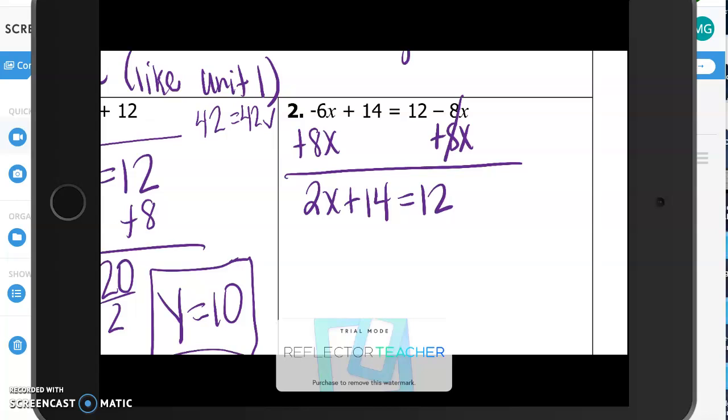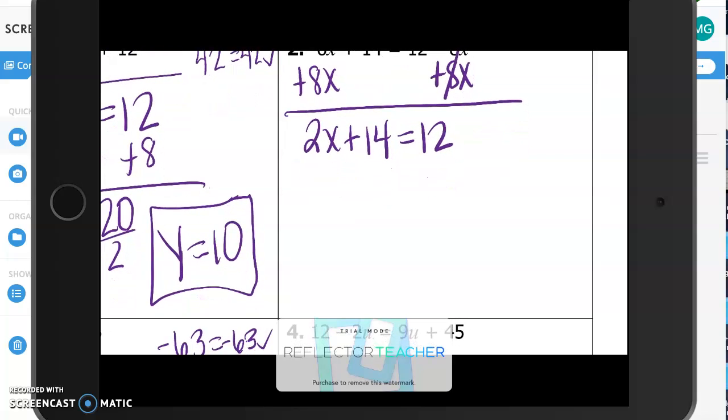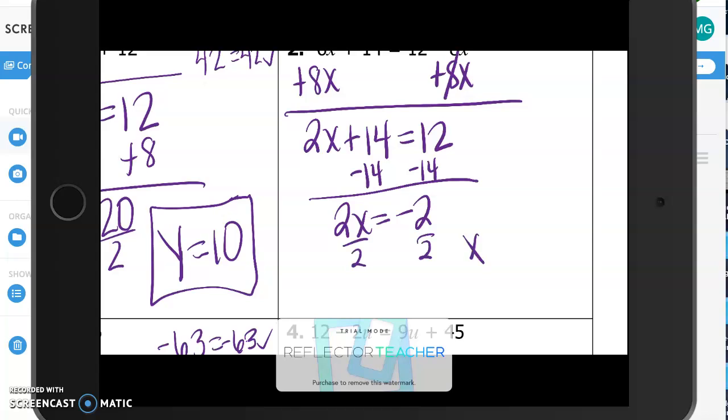So now it looks just like one of those two-step equations that we did in Unit 1, where I subtract 14. 2x is equal to negative 2. Divide by 2, and x equals negative 1.